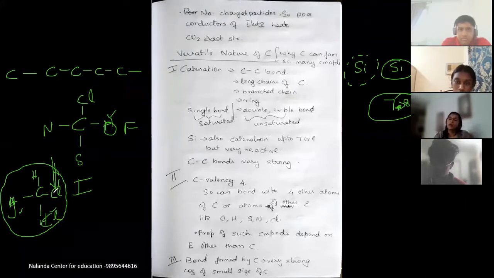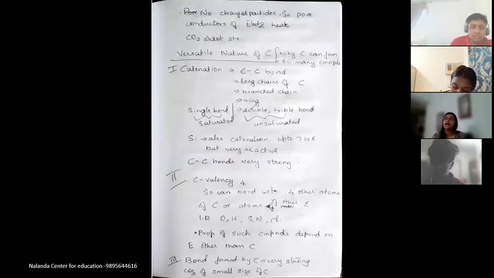So because of this valency, the valency is 4, multiple bonds can be created with other atoms like oxygen, hydrogen, sulfur, nitrogen, chlorine, etc. And the property of such compounds is going to be dependent on the element which is present other than the hydrogen. So a huge number of compounds can be created. So these are the two properties which enable carbon to form paper, cotton, linen, wool, etc. Even your whole body is made up of carbon.